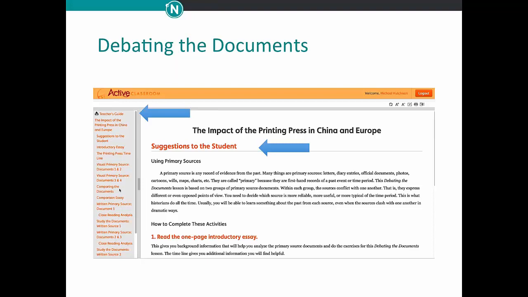So again, this is where Debating the Documents comes from, because some of these students may say, oh, I think documents 1 and 2 are by far the better documents for a historian to use. Another student might say documents 3 and 4 are better. So you could have a classroom discussion or a debate on that.